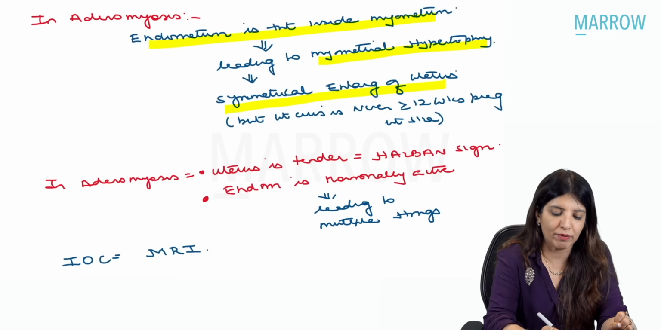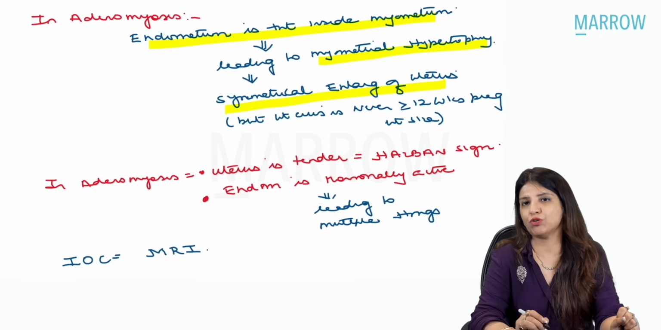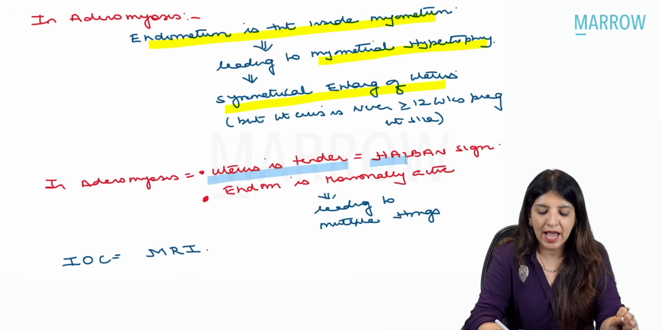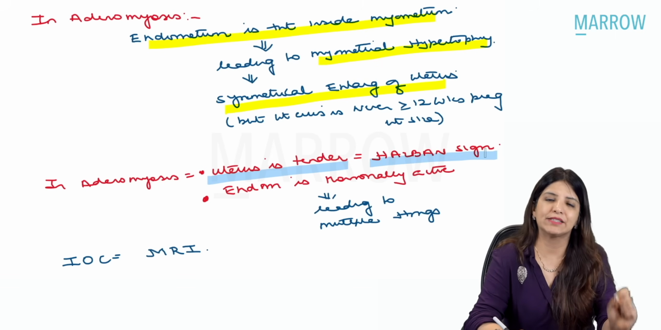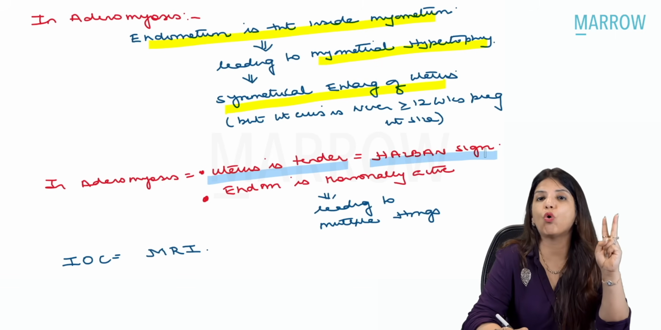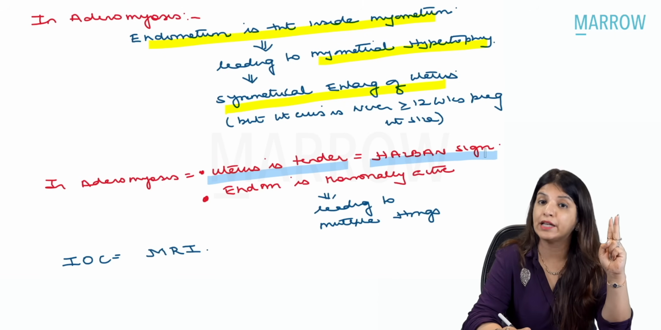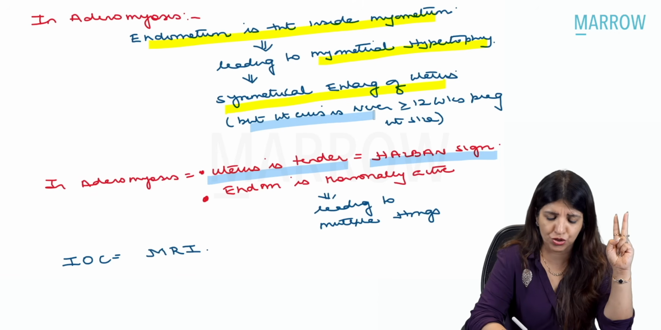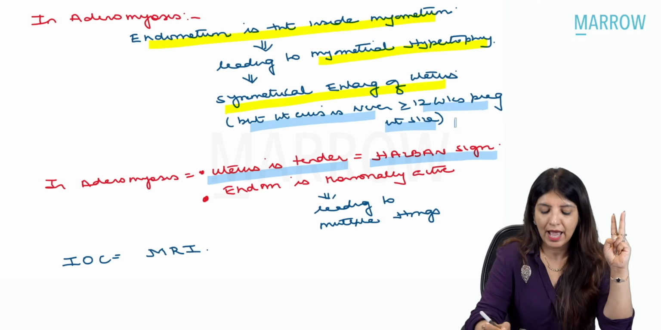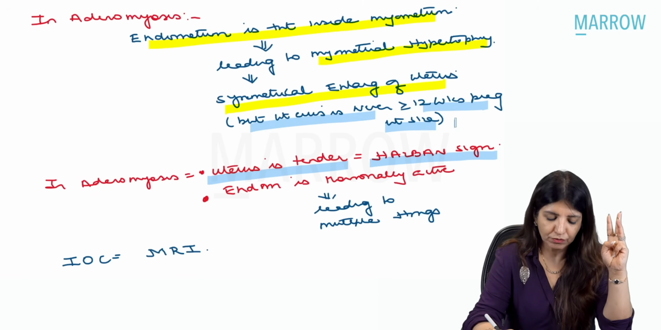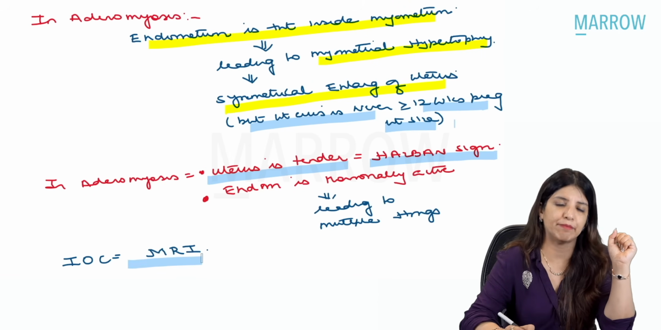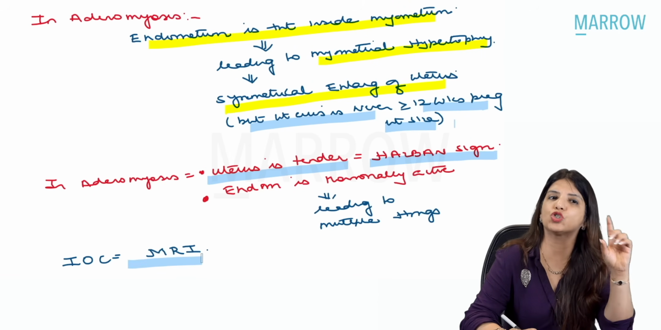Now in adenomyosis, a very, very important thing to remember is that the uterus is tender, and this is what is called Halban sign, number 1. Number 2, although the uterus is symmetrically enlarged, it is never more than a 12-week pregnant uterus size, right? And number 3, the investigation of choice in case of adenomyosis is MRI. This is in contrast to fibroid.